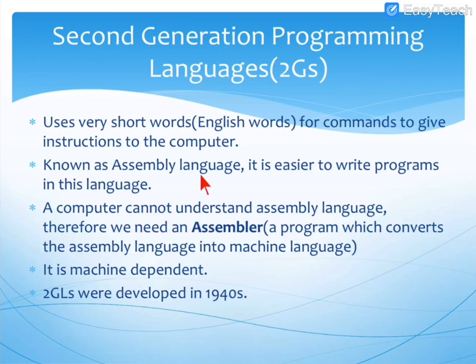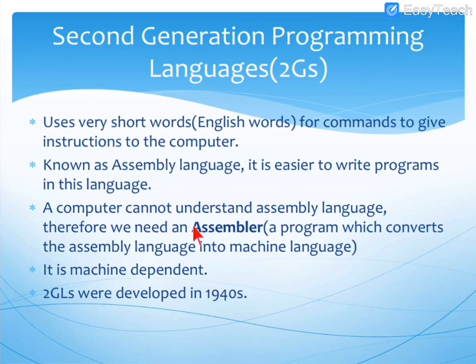Assembly languages is a category of languages that contain all the second generation programming languages, and it is very easy as compared to the first generation programming languages. It is very easy to write programs in the second generation programming languages. Again, a computer cannot understand this language. A computer only understands zeros and ones, while we cannot write a program easily in zeros and ones.